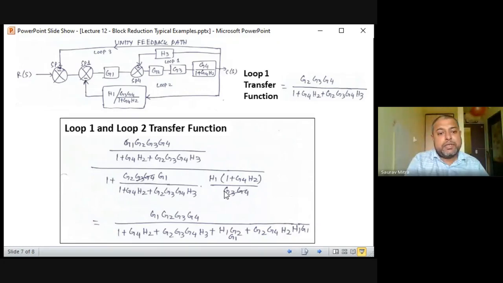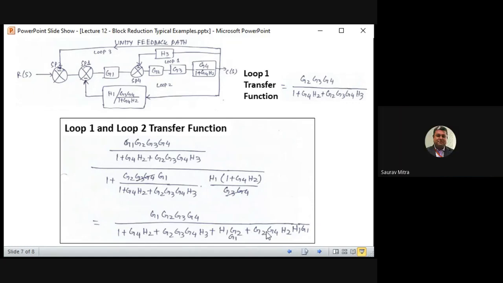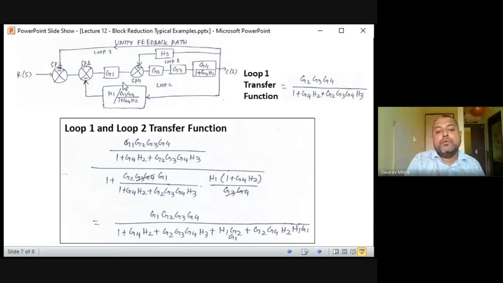And then this numerator. What is this numerator? G2 G1 into H1 multiplied by 1 plus G4 H2. If you multiply that, you are going to get this. So this is the transfer function. This is the transfer function after we solve loop 1 and loop 2.